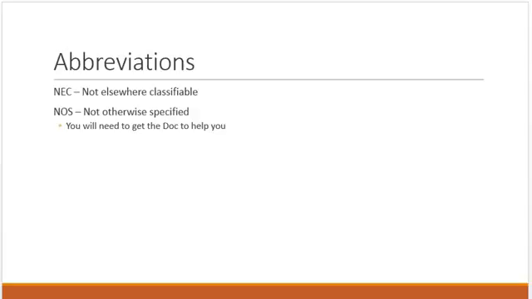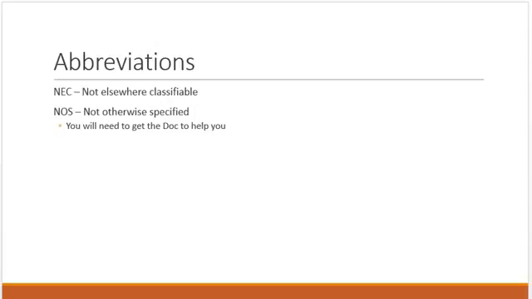Two abbreviations that are really important as we look for codes are not elsewhere classifiable, or NEC, and this appears with a term when there is no code that is specific for the condition. This abbreviation means that no code matches the exact situation.